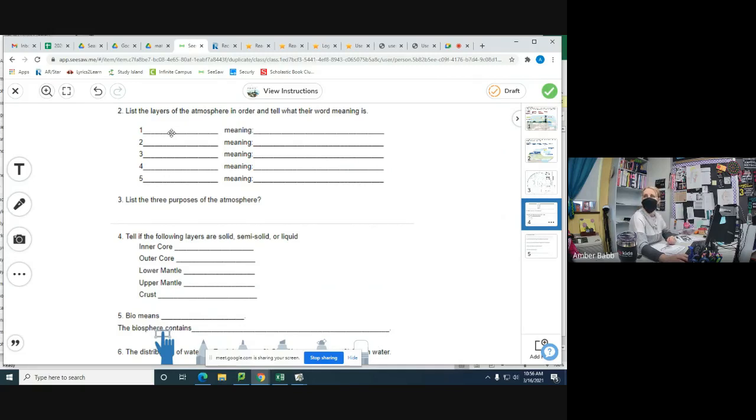We don't have the top where it says list the layers of the atmosphere in order. Yeah, we do. Turn your page over, Zeke. It's at the bottom of the page. You're on the wrong page. We're on this page. Okay, Zeke's going to figure out his life here in a second. All right, list the layers of the atmosphere in order and tell what their word meaning is.